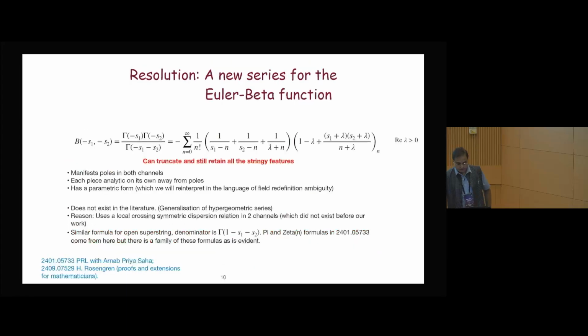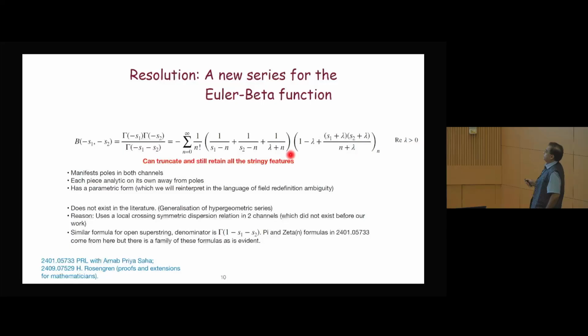So what is the resolution? The resolution is a new series for the Euler beta function, which Arnav and I worked out in this paper here. And I should point out that the mathematicians have found an independent proof of this series representation. Hjalmar Rosengren, who's a Swedish mathematician, has found independent proofs, not relying on the fancy new dispersion relation that I'm going to talk about, but using standard methods based on partial fractions.